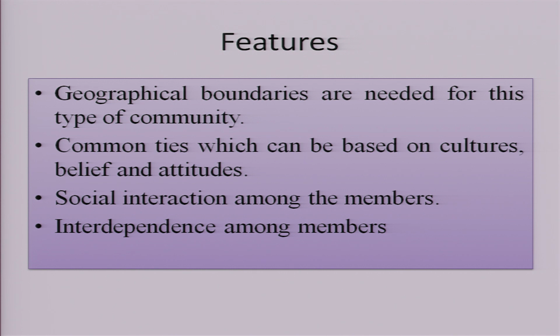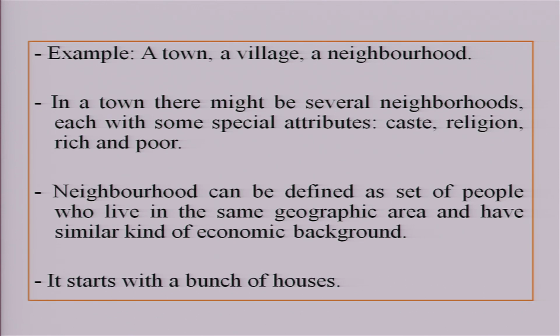Now there are certain features of this geographical community. The first feature is that there are common ties among the members based on culture, shared beliefs and shared attitudes, and social interaction among the members is also there. Members of this geographical community interact with each other, they support each other, and there is interdependence among the members also. The members of this community depend on each other.